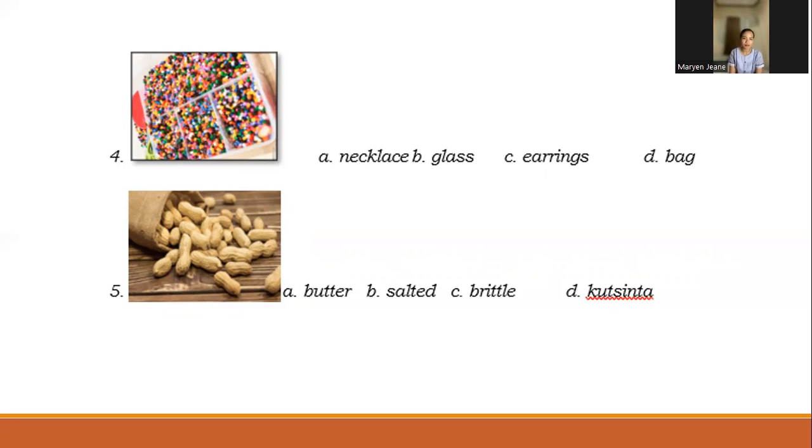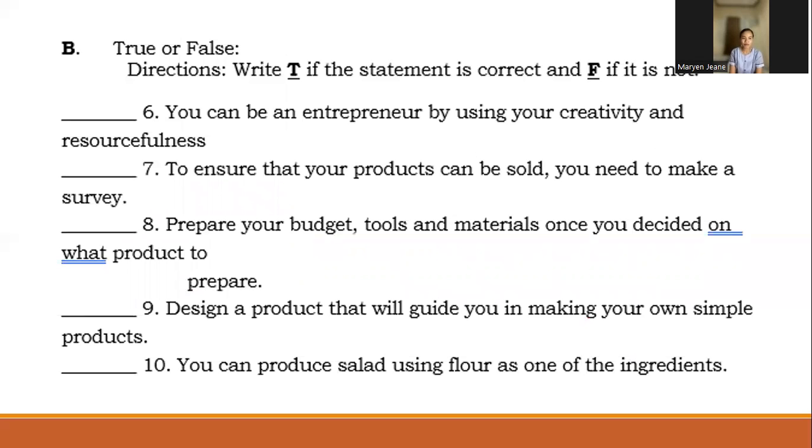Okay, for letter B is true or false. The directions: write T if the statement is correct, and F if it is not. Again, write letter T only if the statement is correct and letter F if it is not. Number 6, you can be an entrepreneur by using your creativity and resourcefulness.